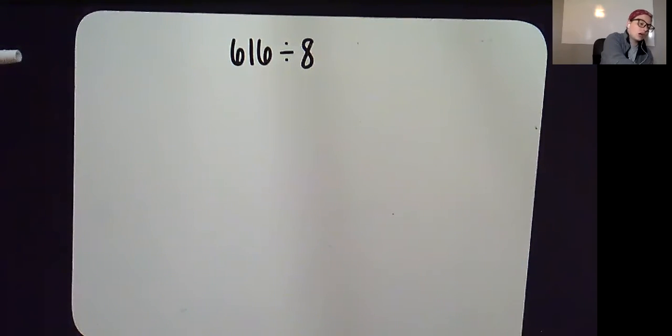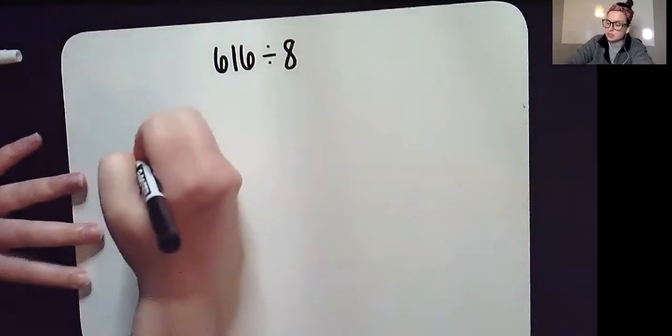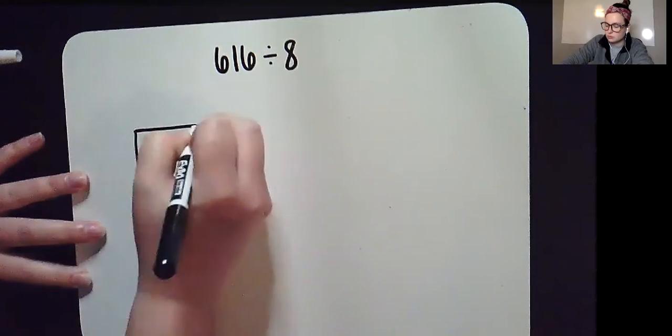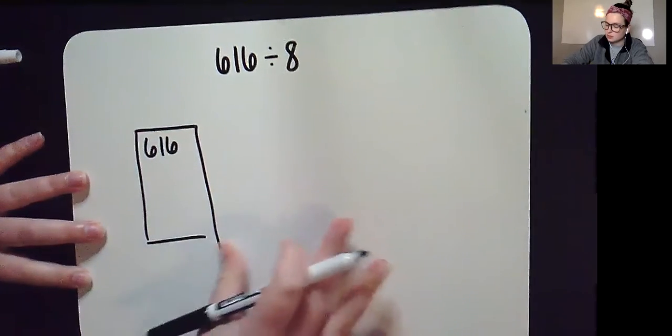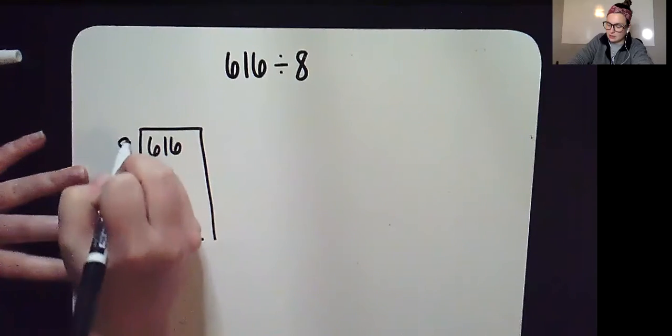So if you solved it a different way, you're good to go. We just want to make sure we're ending up at the same answer. So I'm going to start with my dividend of 616 inside the box. Ooh, that is not a great box. With our divisor of 8 on the outside.